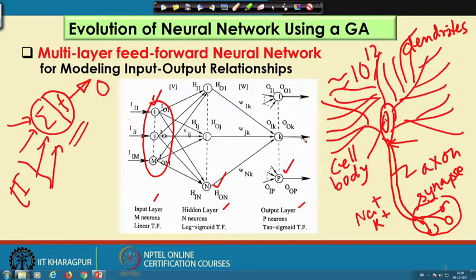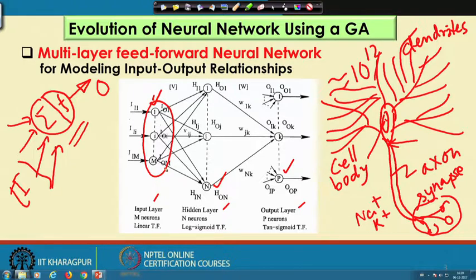And as I told you, in this multi-layered feed forward network we have got only 3 layers: input layer, hidden layer and output layer. At each of these artificial neurons, we have got the summing junction and the transfer function. Now, let us see the different types of transfer function which we generally use in this type of network.